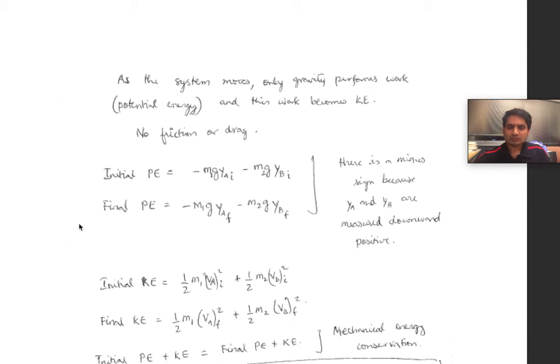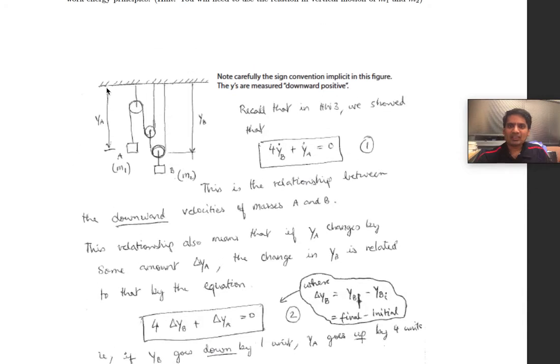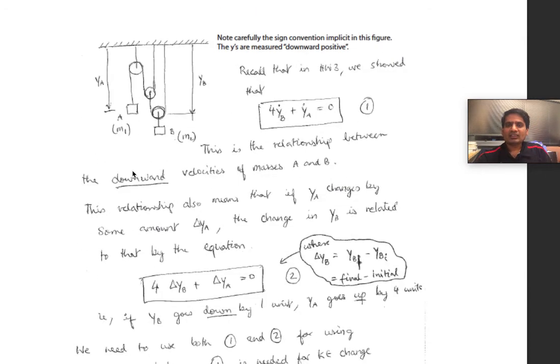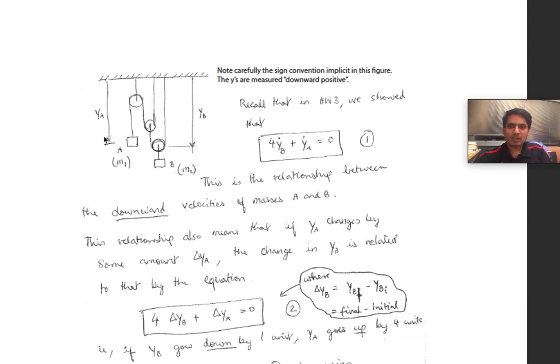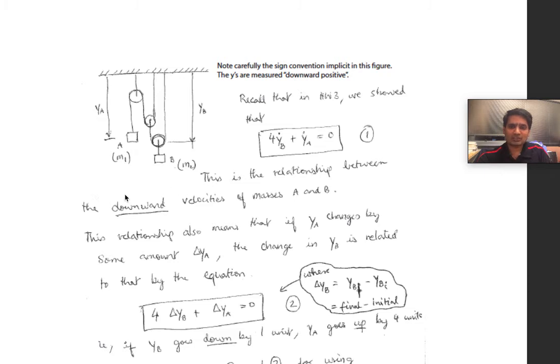Here is a very important point regarding sign conventions. We have defined YA and YB to be downward positive. In other words, if YA increases, the mass goes down closer to the Earth. The expression potential energy equals mgy is only true if y is measured upward. If y is measured downward, then we should use minus mgy. This is a common source of errors. You could have chosen to measure y upward from some datum on the ground, but that's more complicated. It's simpler to measure y downward like this, so just go with it.